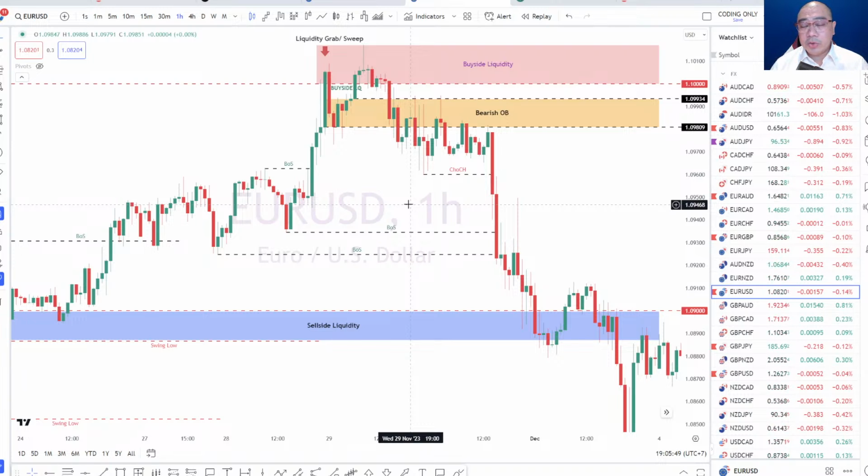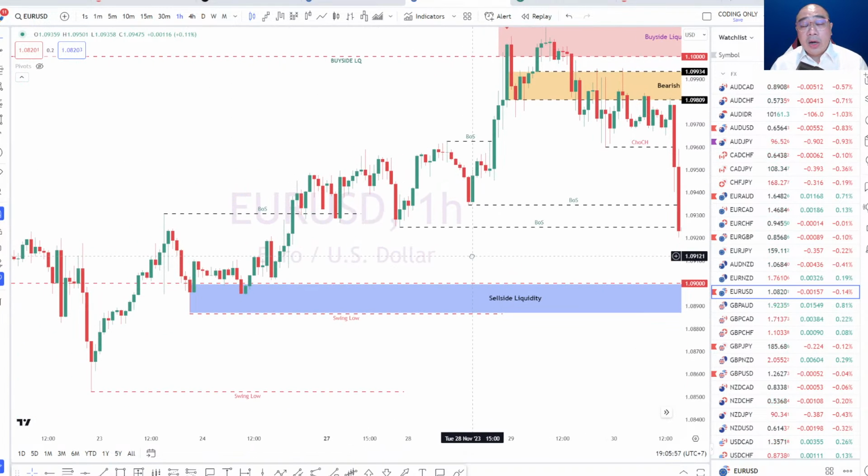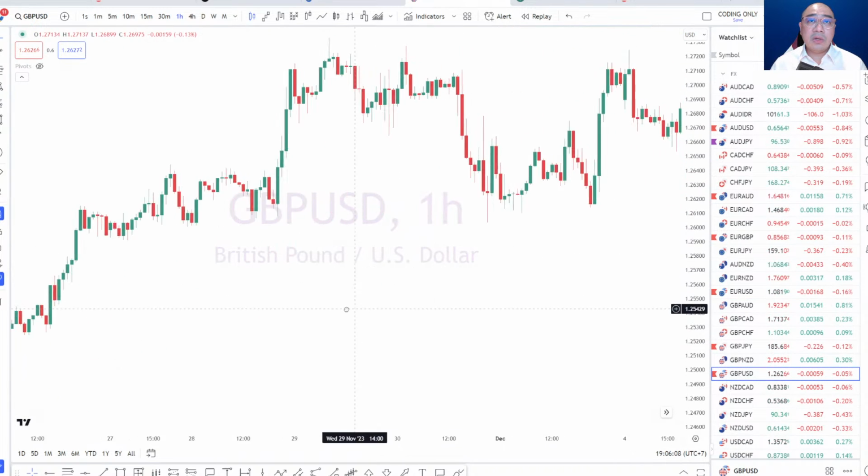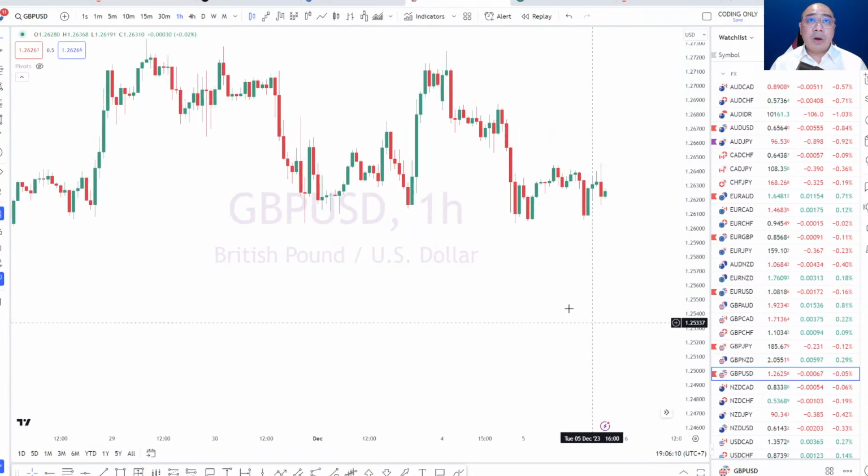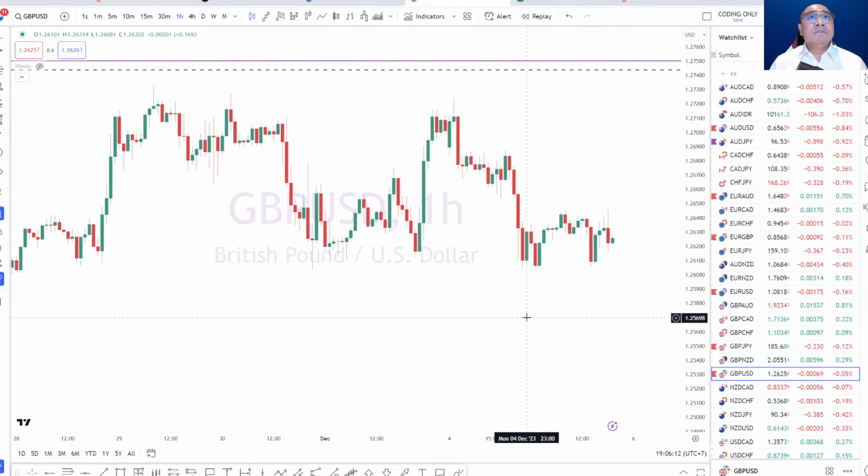Is it just a retracement, or is it a major reversal? Okay, so everyone is clear about how to identify the swing highs and the swing lows. We need to identify that first. We'll probably use something else as an example first, and then we'll come back to the euro.